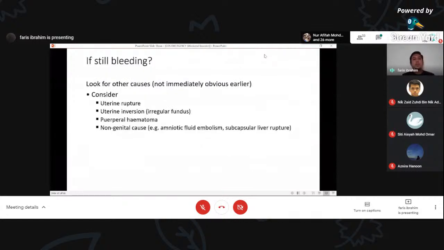Okay. So kalau still bleeding, let's say you dah try untuk cater semua benda ni, still bleeding lagi, you need to think at the back of your mind about uterine rupture, uterine inversion. This one is another topic of obstetric emergency. Vulval hematoma and non-genital causes macam amniotic fluid embolism pun obstetric emergency juga, and liver rupture, etc.